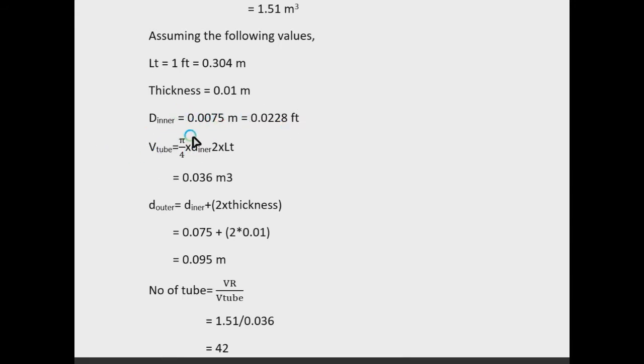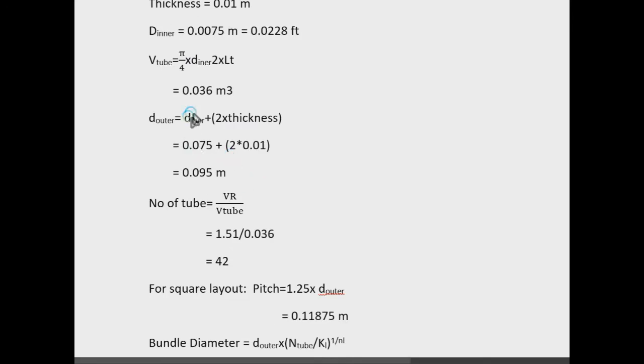The volume of the tube can be found by the general formula pi by 4 d square LT. This is actually a square, d squared. The volume here comes out to be 0.036. You can have different values based on your inner diameter and length of tube.